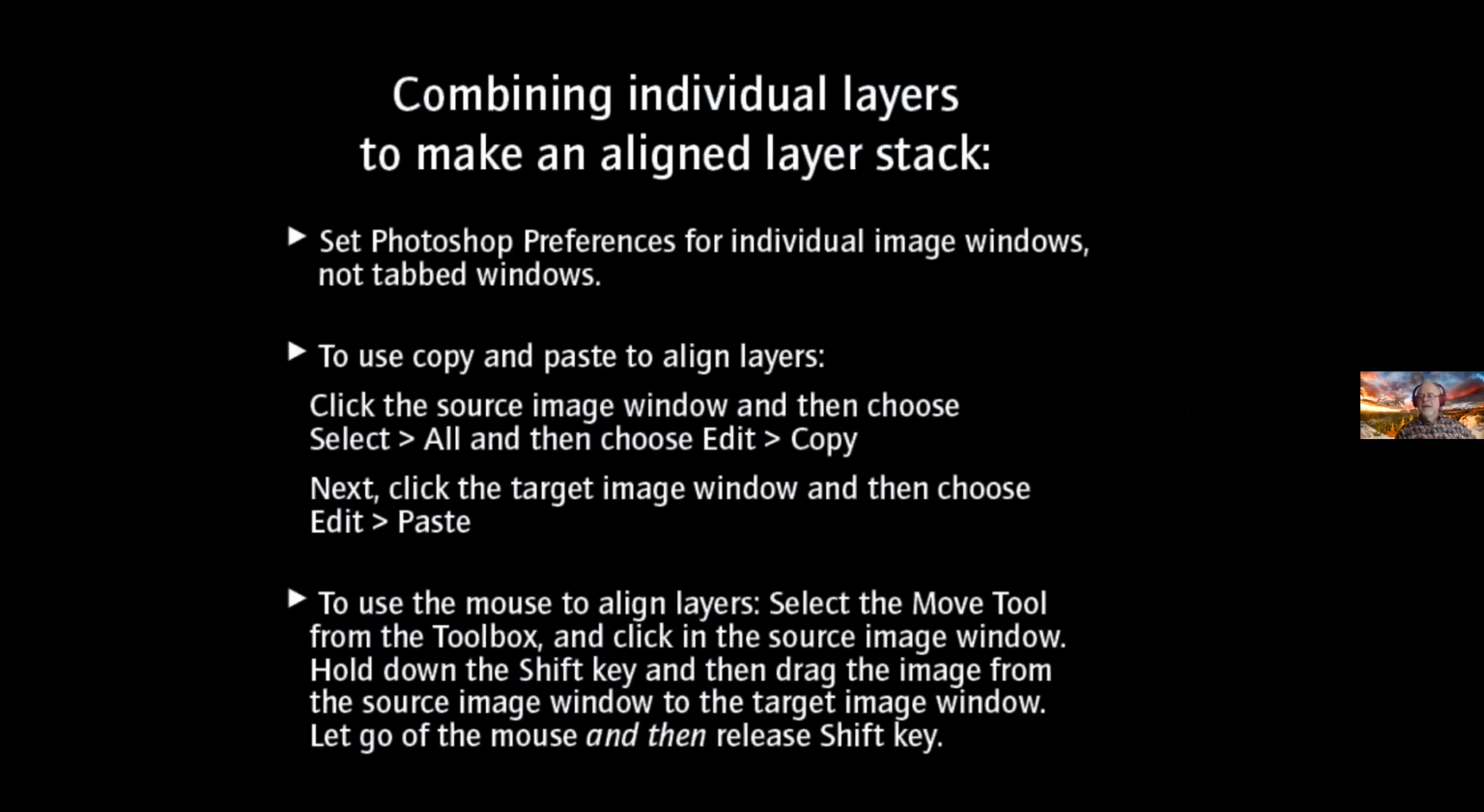My recommendation is to set Photoshop for individual image windows, not tabbed windows. You can use copy and paste to align layers. You can also use the Move tool while holding down the Shift key to constrain things to exactly align layers. It's important because look at what's happening. If you're doing multiple processes of a file, you've got to get them exactly aligned, or you're going to introduce unsharpness into your image.